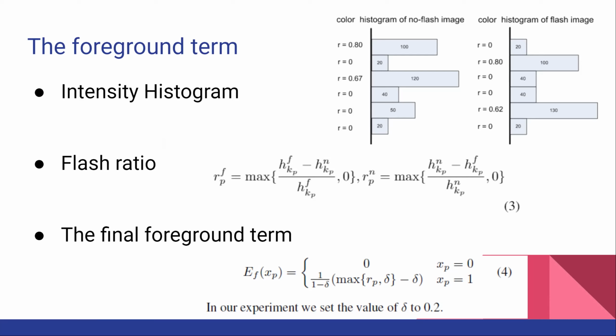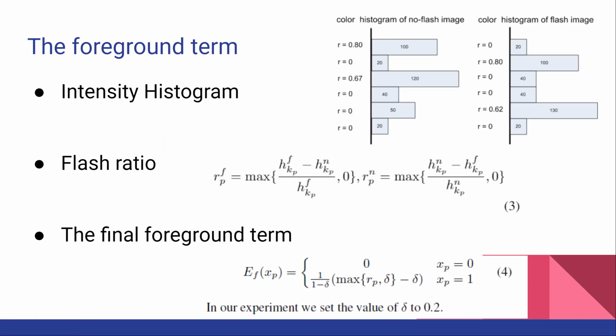What's the count difference? There may be 300 pixels in the flash image and only 50 pixels in the non-flash image in that bin. What percentage change compared to the original count is the definition of the flash ratio. And for the final foreground term, if we classify a pixel as foreground, so xp equals 1, there is some punishment, an energy value, based on the ratio.